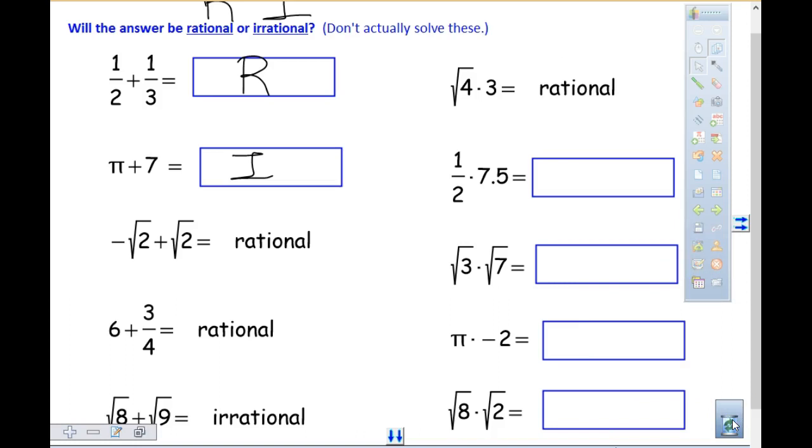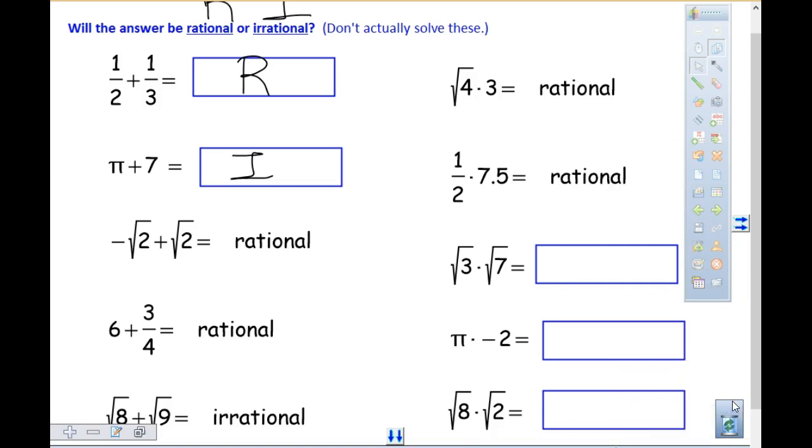If you're not sure about the square roots that are irrational, if you know your perfect squares, 1, 4, 9, 16, 25, 36, all of those are going to be rational. So the square root of 4, square root of 16, square root of 64, those are all rational. If it is not a perfect square, the square root of that is irrational. Okay? So I have 1/2 times 7.5. I should be looking at it being rational.